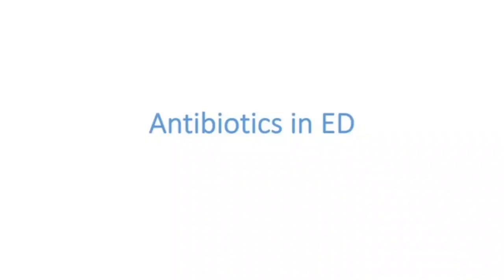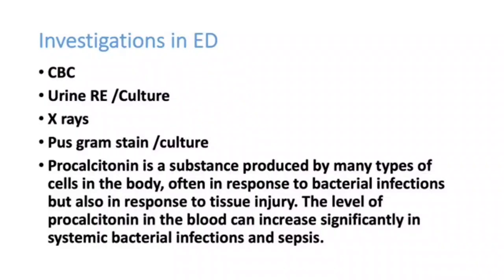Let us discuss selection of antibiotics in the emergency room. When we have a patient with a suspected infection, we can do the following investigations. Complete blood count: if the patient has a bacterial infection, WBC counts are normally elevated. In viral infection, they are normal. But in infections like enteric fever or leptospirosis, the counts can still be normal.